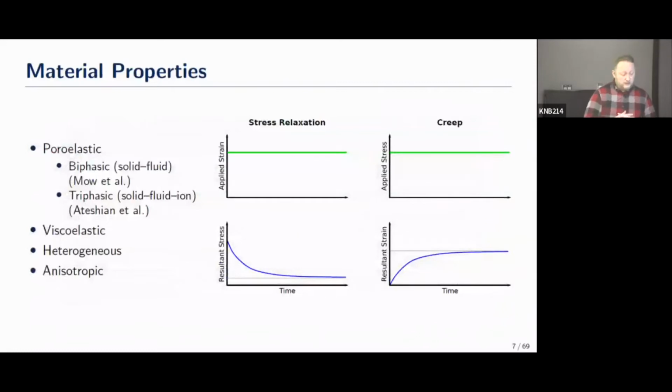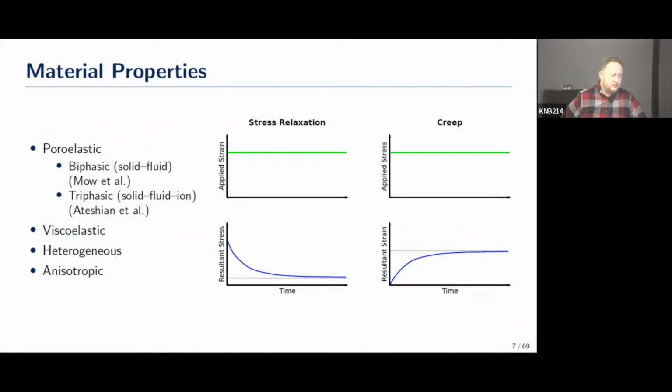Looking at cartilage from a mechanical engineering standpoint and looking at its material properties, we can say that it's both poroelastic and viscoelastic. These two things give rise to time rate and history dependent properties, namely stress relaxation and creep, which I show on the right. And in poroelasticity, we model it with something called biphasic mixture theory.